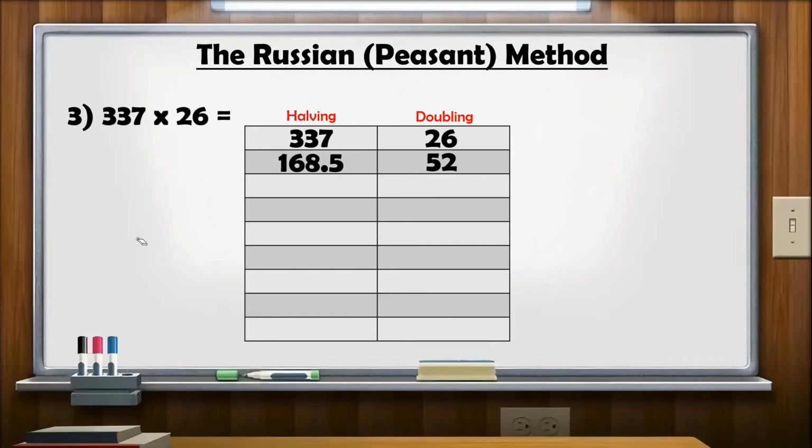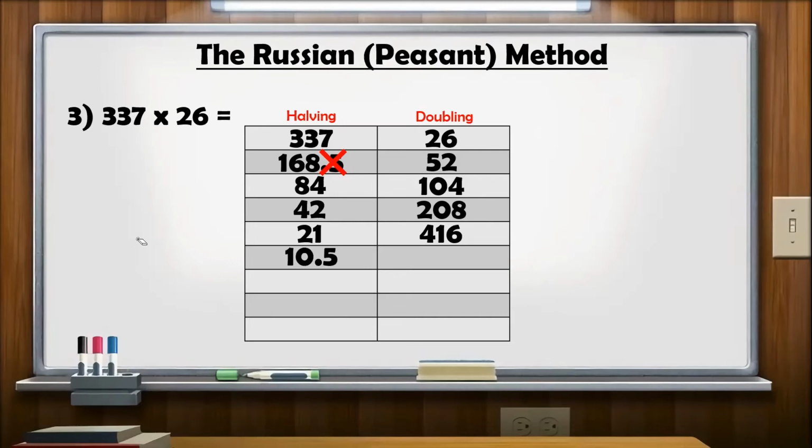As we have seen in the previous 2 examples, when we get a decimal or a remainder, we are going to ignore it. So 168.5 now becomes 168. A half of 168 is 84. Double 52 is equal to 104. Half of 84 is 42. And double 104 is 208. Half of 42 is 21. Double 208 is 416. Half of 21 is 10.5.